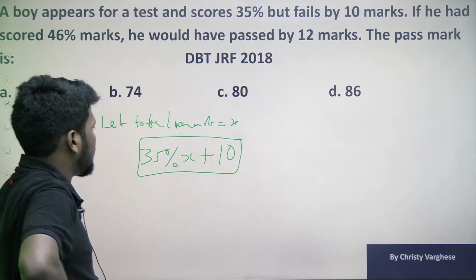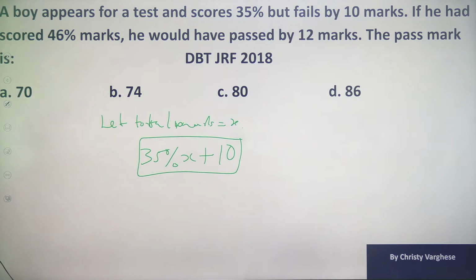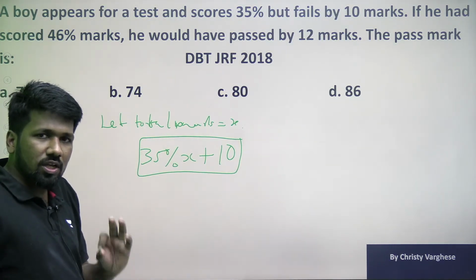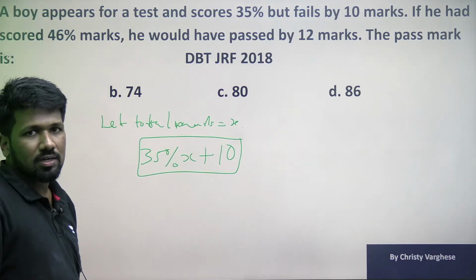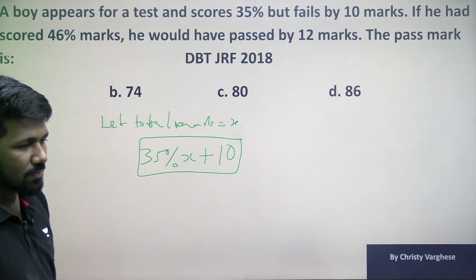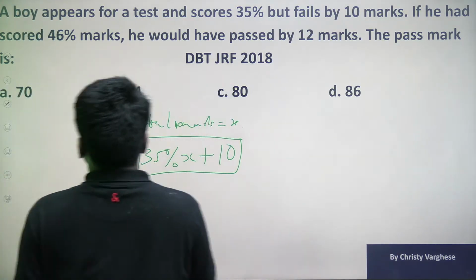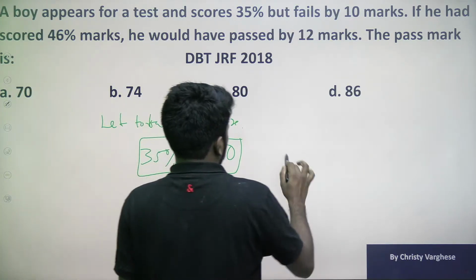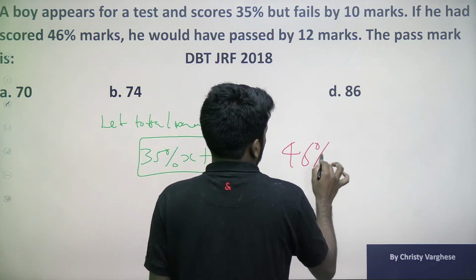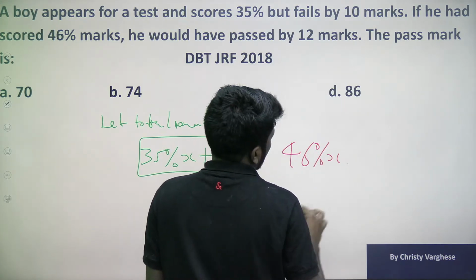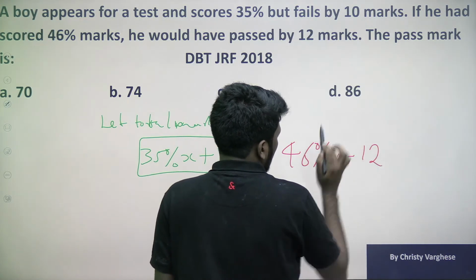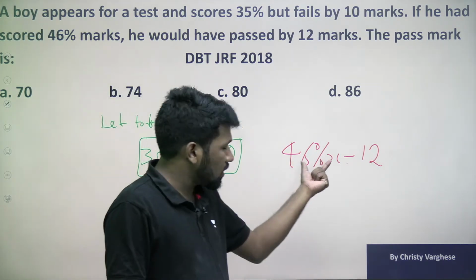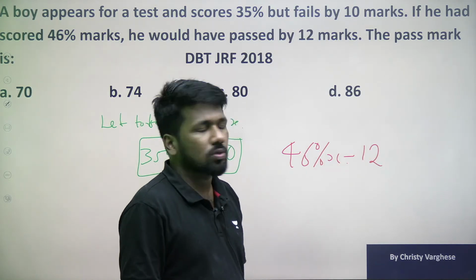Are you all understanding? 35% of X plus 10 is the pass mark. Because he scored 35% of X, 10 more marks should be added to reach the pass mark, so plus 10 will be the pass mark. All of you understood that? Now, the next sentence is saying about the pass mark in a different way. If he had scored 46% of marks, he would have passed by 12 marks, meaning even if he gets 12 marks less, he will still reach the pass mark. That means 46% marks minus 12 will also be the pass mark.